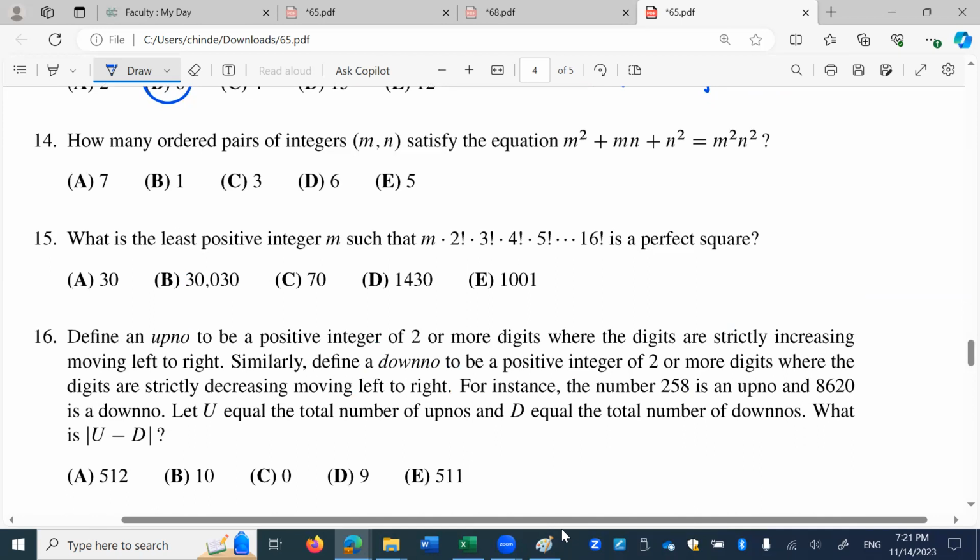How many ordered pairs of integers satisfy this equation? Whenever you see something that's close to a perfect square, you want to do something to the equation to make it a perfect square. So I'm going to add mn to both sides. And then I see that the left-hand side is m plus n squared. And the right-hand side, if I factor out the mn, is a sum of consecutive integers. m and n are both integers.